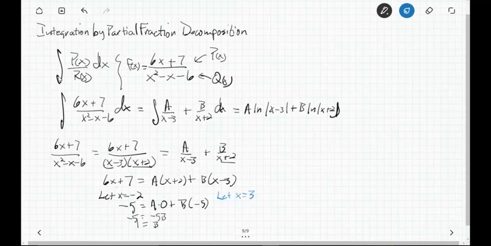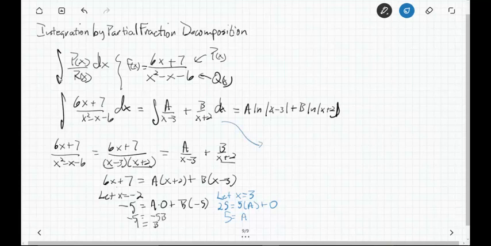Whoops. All right, so where are we? If I let x equal 3, last time I checked, 6 3s is 18 plus 7 is 25. So I get 25 is equal to 5 times a plus 0. Well, that's easy. 5a equals 25. Looks like a equals 5.